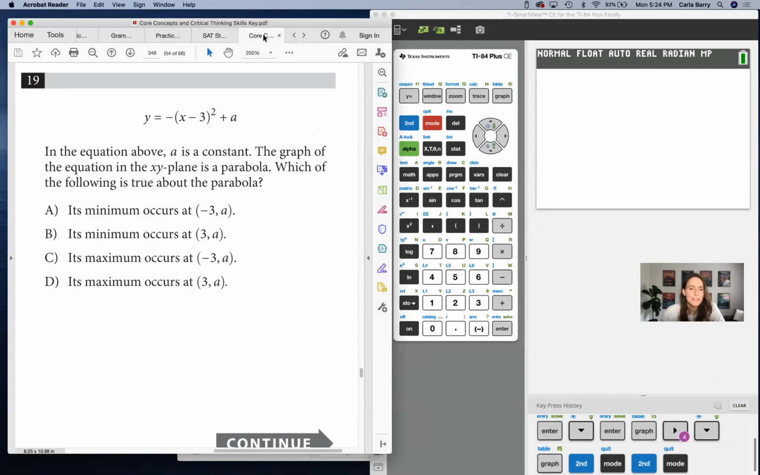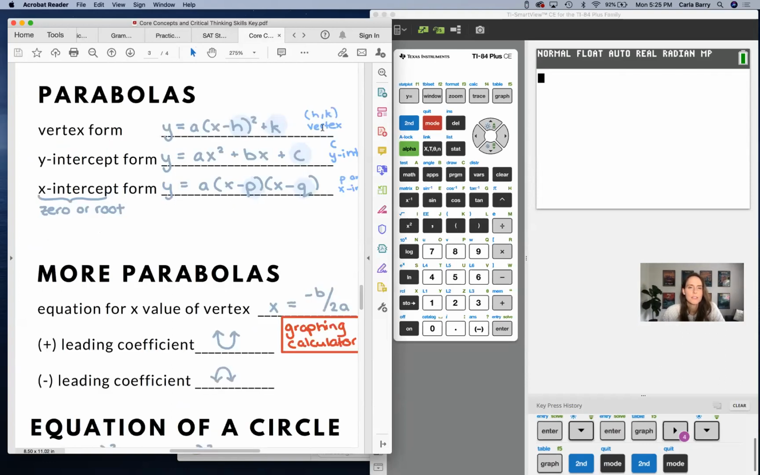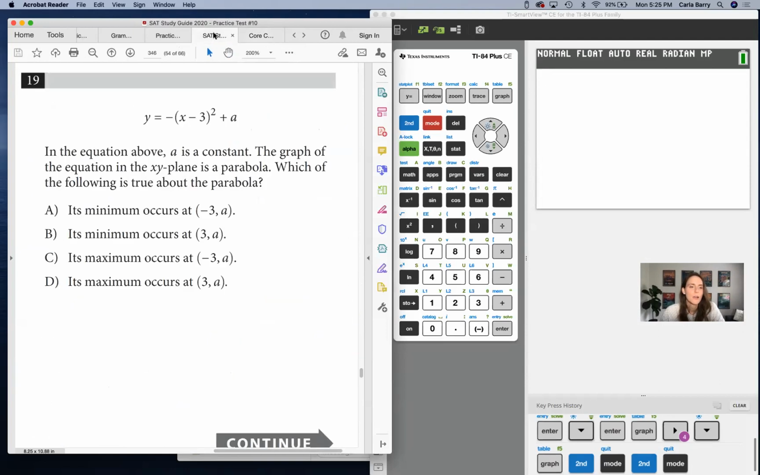And our maximum, or our vertex, occurs at (h, k). So we need to flip the sign of what's inside the parentheses and leave the sign alone for what's outside the parentheses. So our maximum would occur at (3, a). But let's say you drew a blank on test day, or you haven't been studying your core concepts, and we just wanted to use our graphing calculator to solve this.